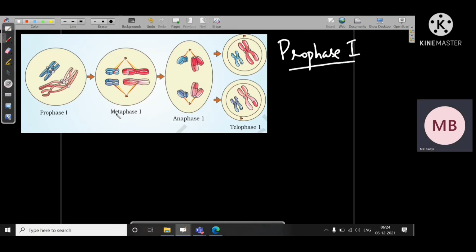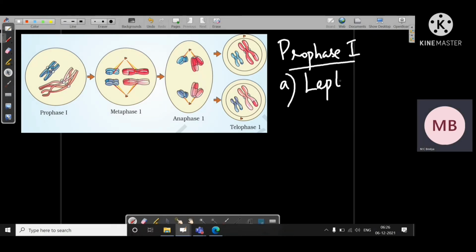Prophase 1 stage. During the prophase 1 stage, you can see here the chromosomes that have almost the same length and they look similar, that is called homologous chromosomes. They are found attached. So prophase 1 can be divided into various subphases.